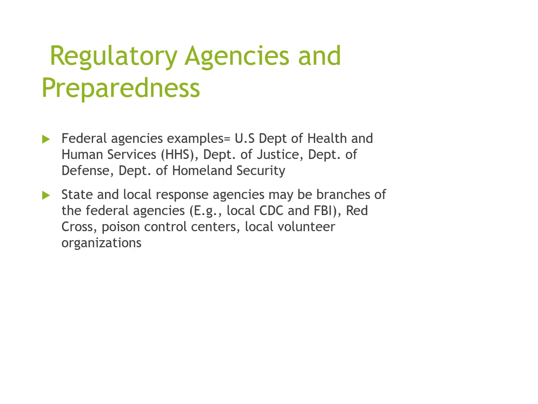All right, so here you're just being given some federal agency examples. You have your U.S. Department of Health and Human Services, Department of Justice, Department of Defense, and Department of Homeland Security. Under different presidents, some of these work better than they do under other presidents, and that's all I'm going to say. The state and local response agencies may be branches of the federal agencies. At the local level, again, you're getting things like the CDC and the FBI, the Red Cross, the Poison Control Centers, and local volunteer organizations.